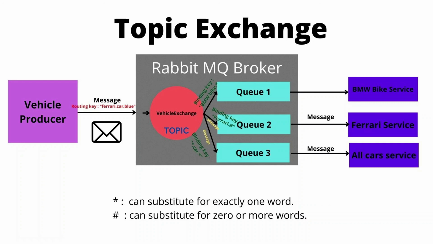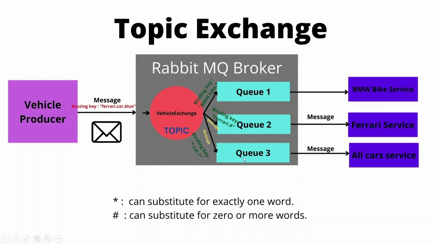In our case, let's compare the patterns. The message, the routing key is ferrari.car.blue. So we have the word Ferrari at the beginning, and then in the binding key we have a hash, which means we can have any word or any number of words after Ferrari. In this case we have car.blue. Since the first word matches the pattern, the message will be sent to Q2, and then the Ferrari service is going to receive that message.